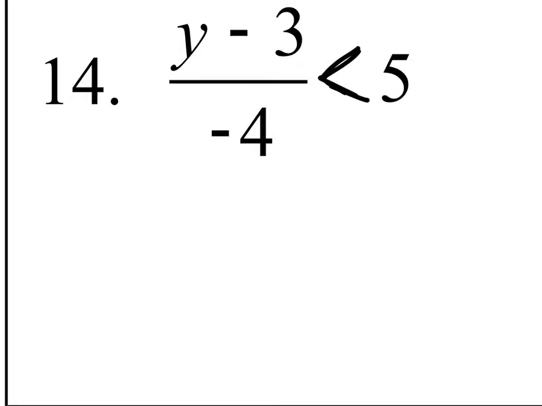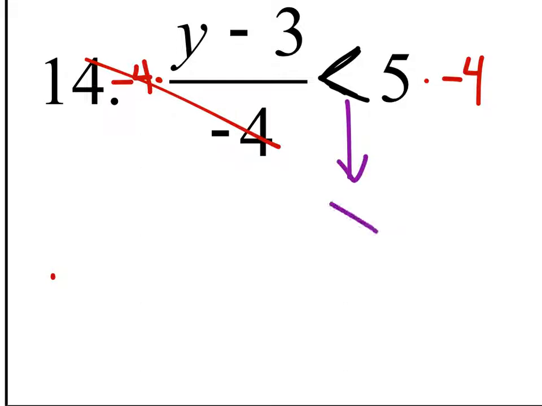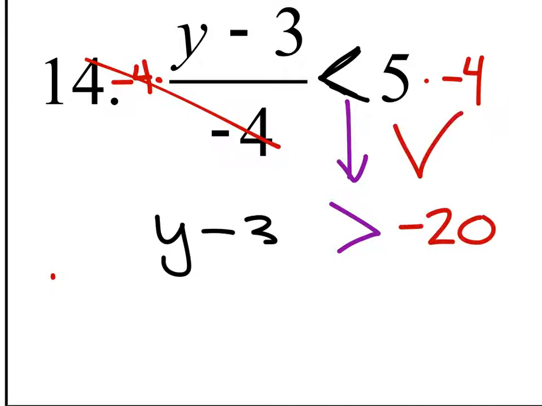Right? Alright, so if I multiply both sides by negative 4, what happens is the negative 4 in the denominator will cancel out with that negative 4 that we multiplied it by. However, we did multiply both sides by a negative. So we're going to have to flip the inequality. So we get y minus 3, and 5 times negative 4 is negative 20. So we do have to do one more step to solve this, right? Now, at this point, we are not multiplying or dividing anything by negatives, or multiplying or dividing at all. So we're just adding the 3 to get the y by itself, right here.